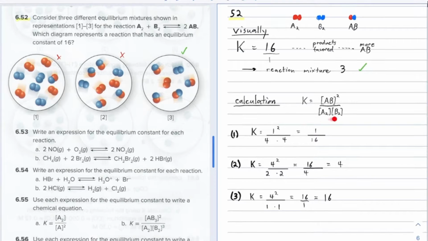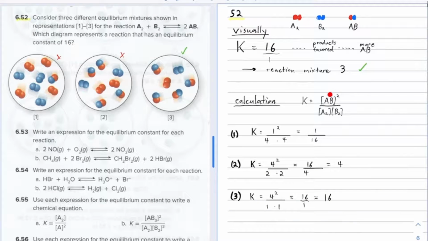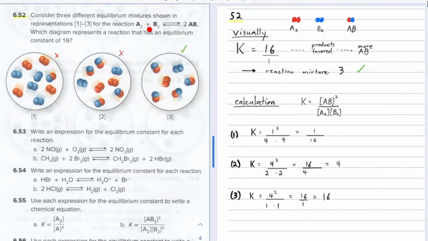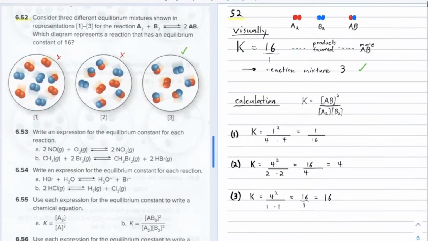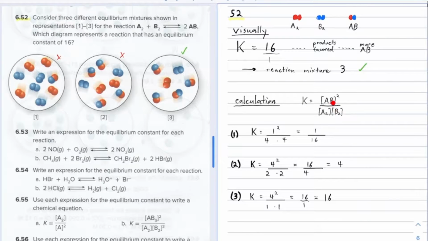So to do that, you need to know the equation for calculating the equilibrium constant. It's going to be the product concentrations over the reactant concentrations. And the concentrations are always raised to their stoichiometric coefficients. So the product, AB, has a coefficient of 2, so its concentration is going to be squared. And the reactant concentrations are raised to the 1 power because their coefficients are 1 and 1. So here's the equation. And for concentrations, we can plug in the numbers of molecules that we see in the pictures because the number of molecules is proportional to the concentrations.